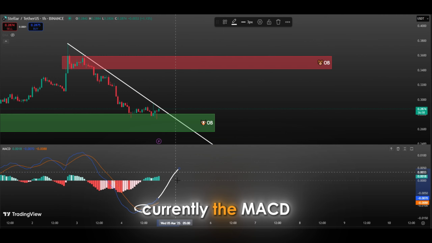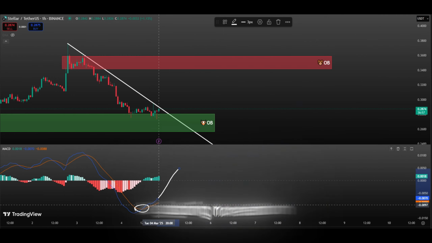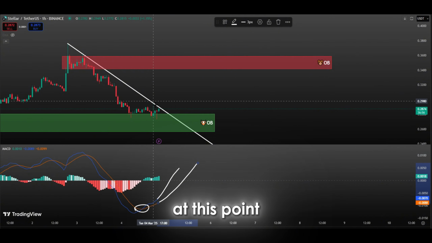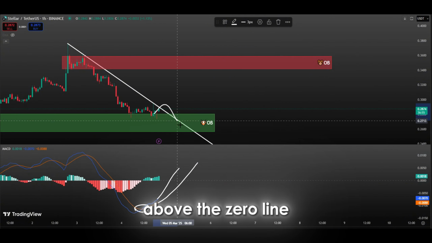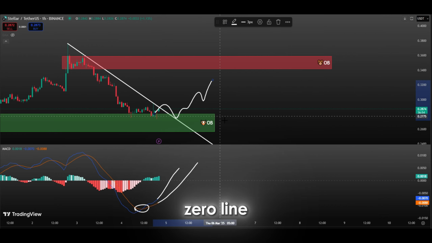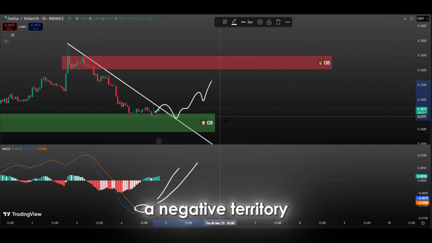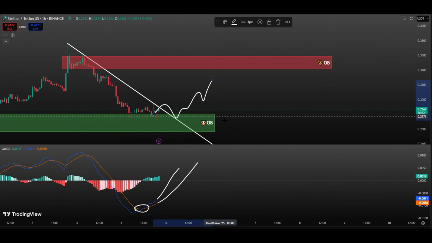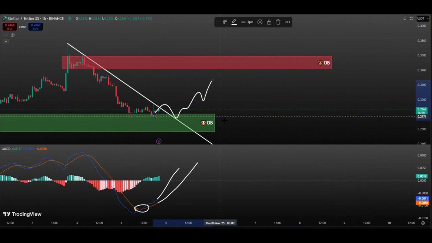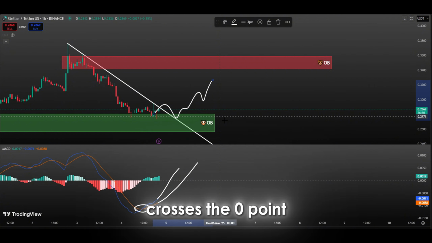Currently, the MACD line is moving upwards and the price is gaining momentum. One of the most critical details at this point is whether the MACD can move above the zero line. Because as long as the MACD is below the zero line, it is technically considered to be in negative territory, and this may indicate that the upside may be limited. However, if the MACD line crosses the 0 point, this indicates that the uptrend could gain further momentum. If the MACD crosses the 0 point, the price will break the downtrend and we will see a nice rise.